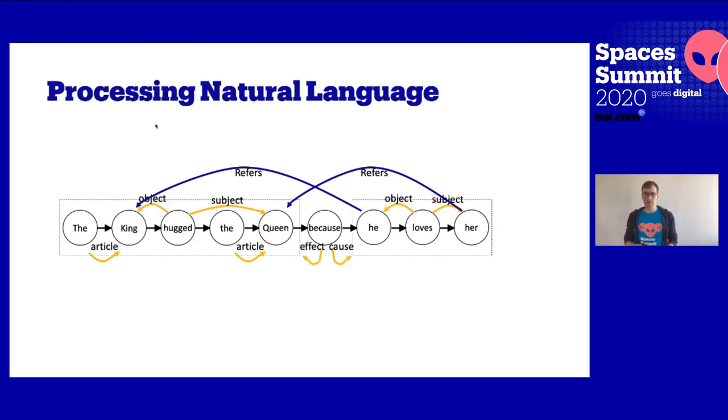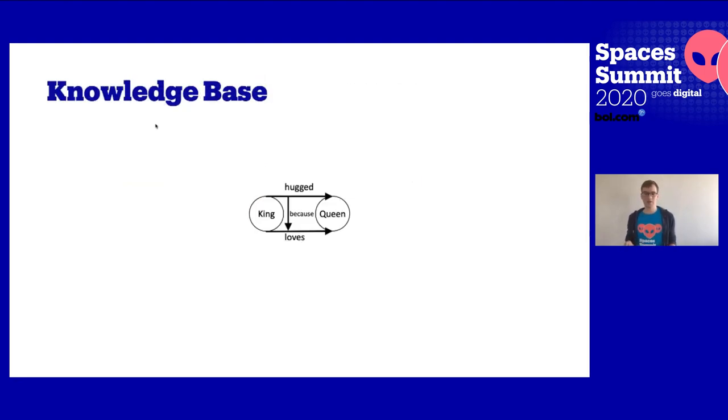And the "because" is a very hard one, because it refers to two sentences. So you need to turn it into a kind of hypergraph to do this. But then, once you've done this, you can actually rewrite a graph into something much smaller and much nicer. And this is called a knowledge base. And from a knowledge base, you can generate your sentences again. And that's what I wanted to do using my game. So build a knowledge base of my game and turn it into natural language sentences.